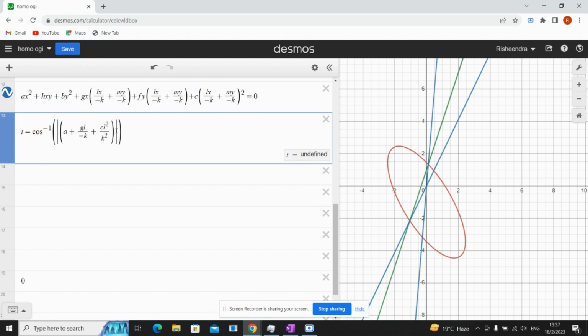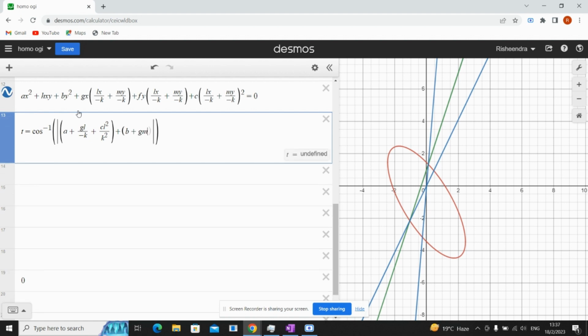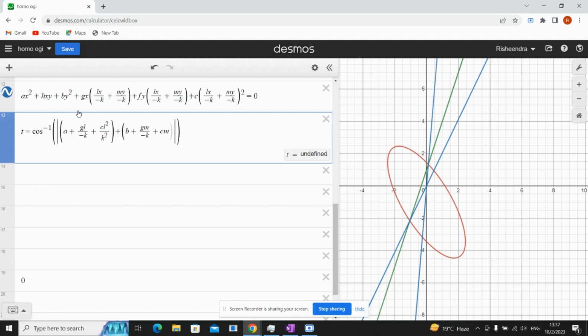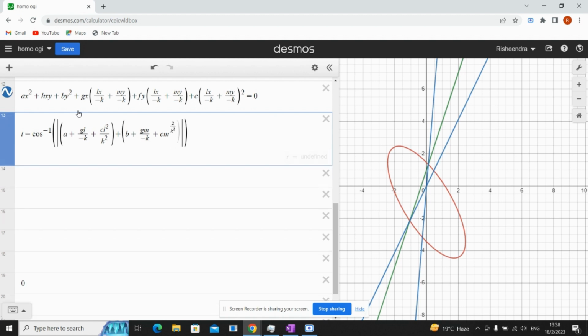And then next we have to find the b term. What is the b term? The y coefficients, y square coefficients. So open the bracket, b plus gm by minus k, m over minus k plus cm square over k square.